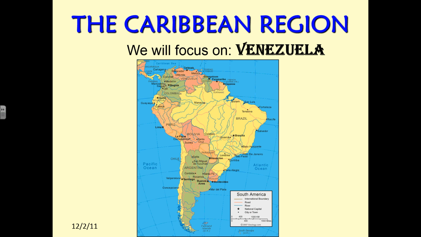So let's begin. We're going to quickly look at the three major regions of South America as we decided to define them. We're going to look at the Caribbean region, the Pampas and Andes, and Brazil. This first video is on the Caribbean region, located right here in northern South America.